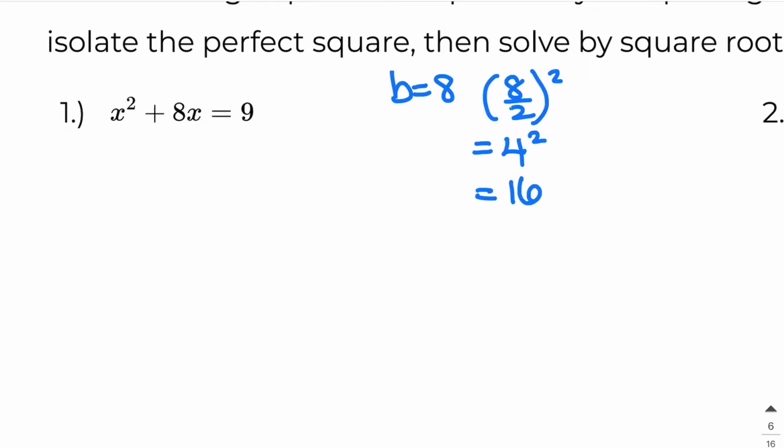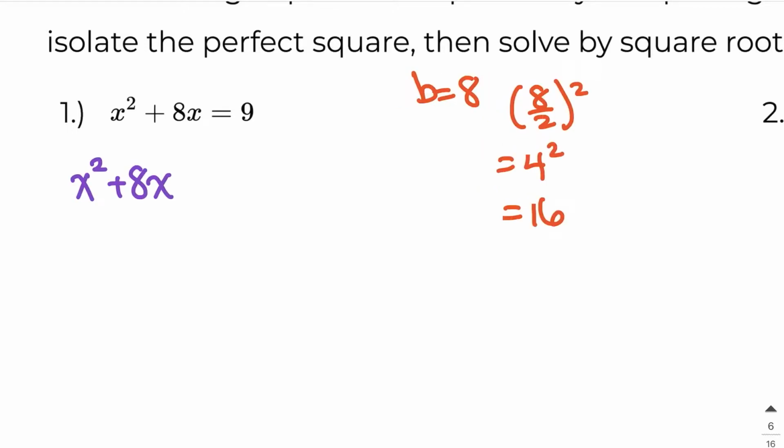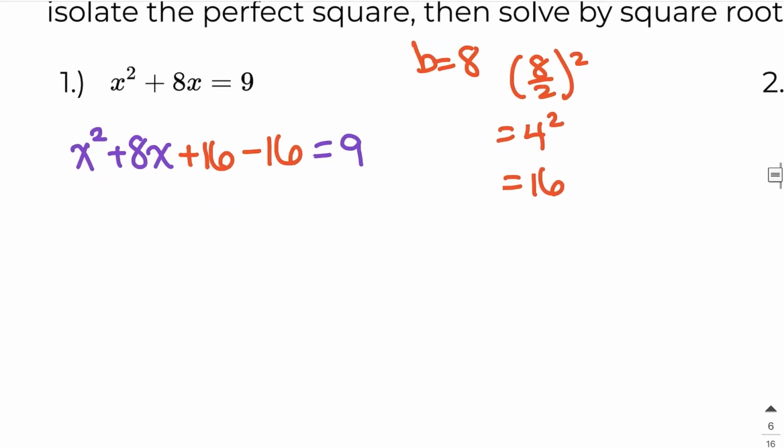So I'm going to write down here x squared plus 8x. I'm going to add 16, but then I have to balance it out by subtracting 16, and then I'm going to copy down the 9. And I switched over to orange just to be consistent with the previous lesson. It doesn't really matter what colors you use.